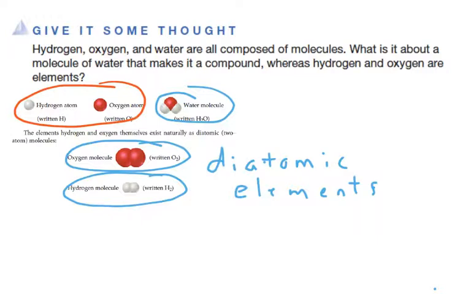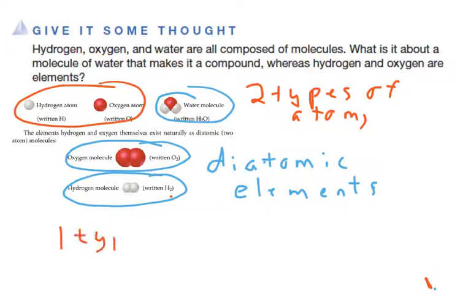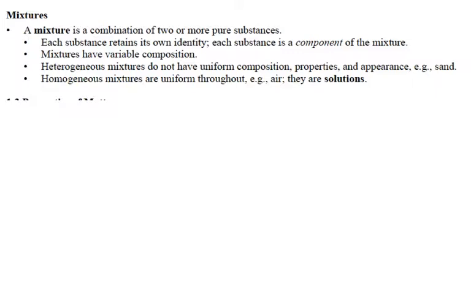So what makes water a molecule where these two are elements is because water has two types of atoms. So it's a compound, where these two only have one type of atom. So each of them is an element. We'll get a brief little bit about mixtures, and we'll expand on this concept as we continue on.